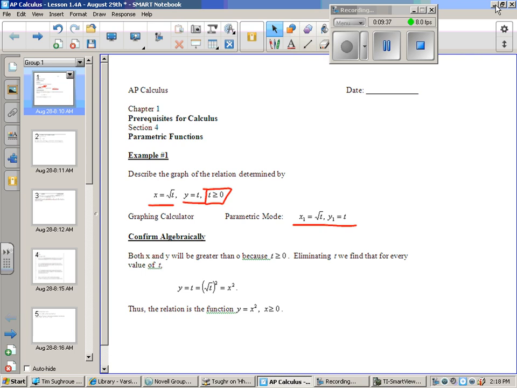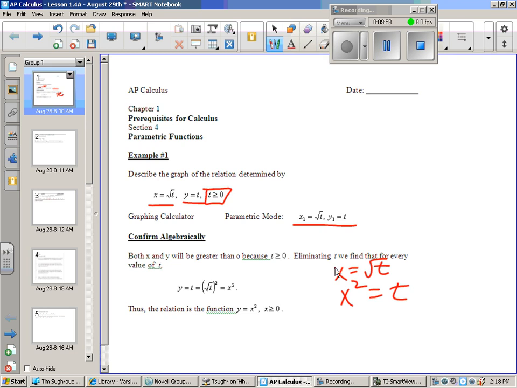You just have to solve for y in terms of x. Right now, y is equal to t. If I want to replace t in terms of x, I've got to look at this equation right here that says x is the square root of t. If I square both sides, x squared equals t. And that's how we get y equals x squared. It is the parabola y equals x squared.